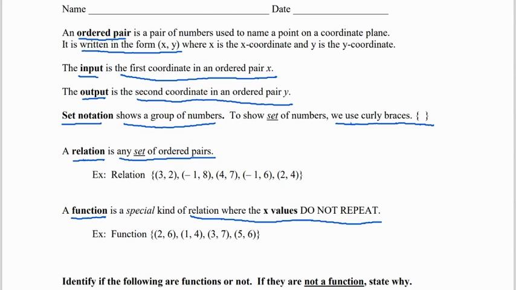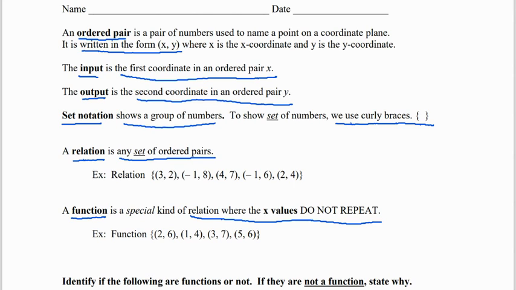I see the ordered pair (2, 6). Do you see 2 in the x spot anywhere else, where I'm underlining? No. That's good because it's not repeating. Then I see that x value of 1 next. Do you see a 1 anywhere else where I underline for x? No. So we're good. If I continue, for 3, it's not showing up again, and 5, it's not showing up again.